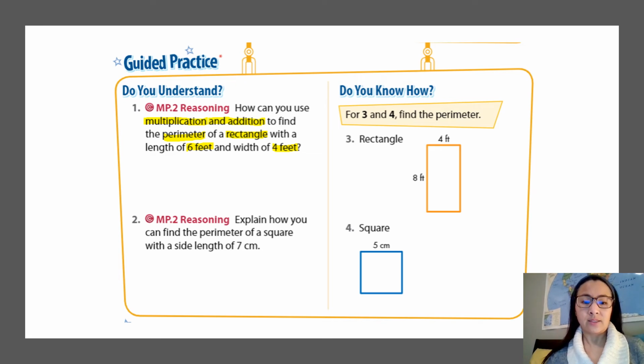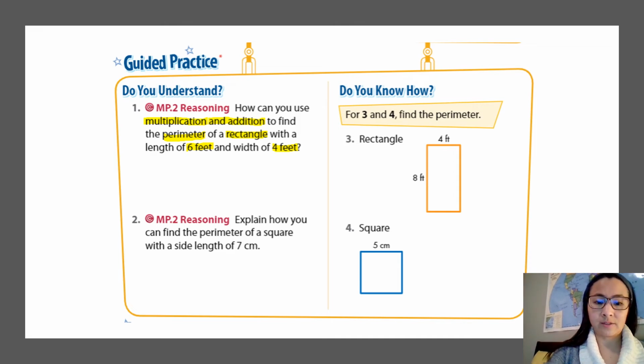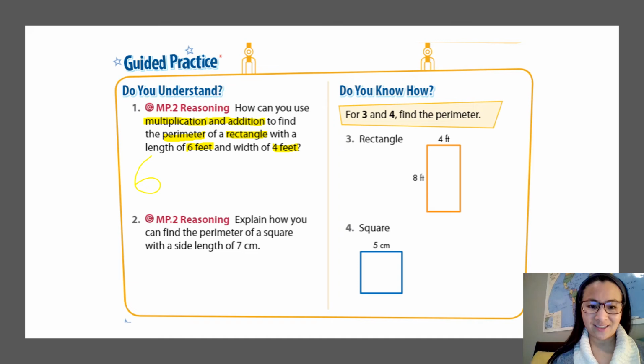So let's think. First, what do we know about the attributes of a rectangle? The lengths of the opposite sides are the same, right? So if one side of the rectangle is 6 feet, the opposite side also has to be 6 feet. And guess what? It turns out my touchscreen feature does work. Oh, I just have to switch my color to black. So I think I'll be able to write a little bit clearer than I did with my mouse touchpad thing.